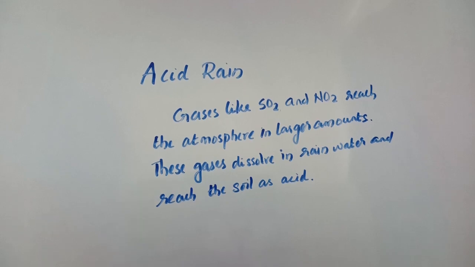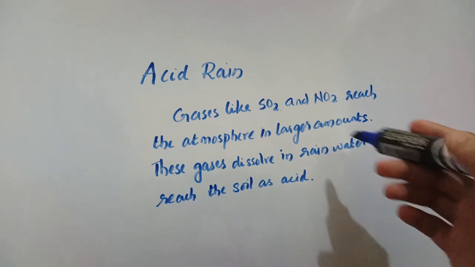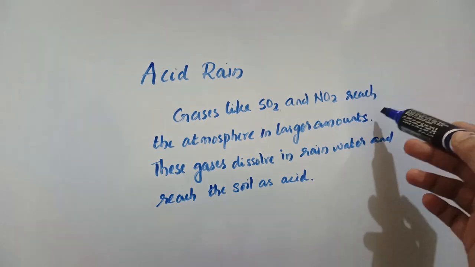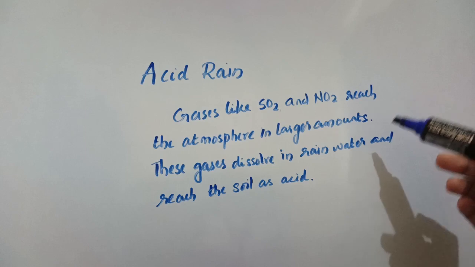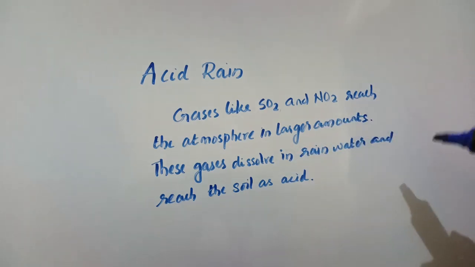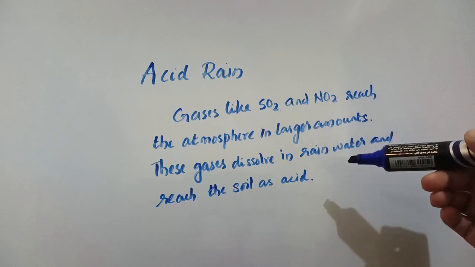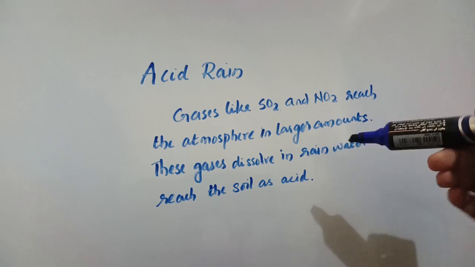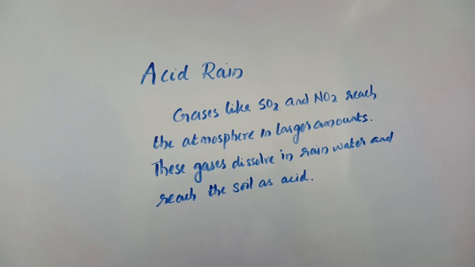Next, we can define acid rain. In industrial areas and townships, the chances of air pollution are very high. In such regions, gases like SO2 and NO2 reach the atmosphere in larger amounts. These gases dissolve in rainwater and reach the soil as acid. This is known as acid rain.